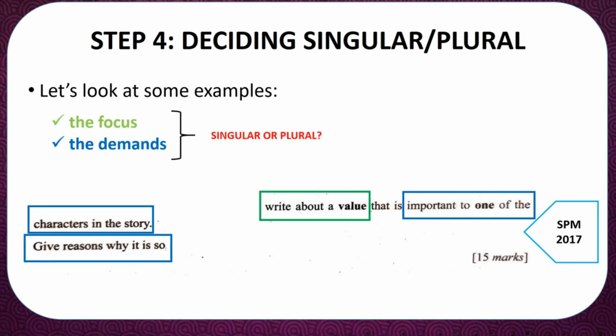Right, so is it singular or plural? Write about a value. So only one value. If you give two values in your answer, you will not be awarded as many marks as you expected. And then important to one of the characters, meaning you need to talk about one character only, singular, and give reasons. Again, that is plural.